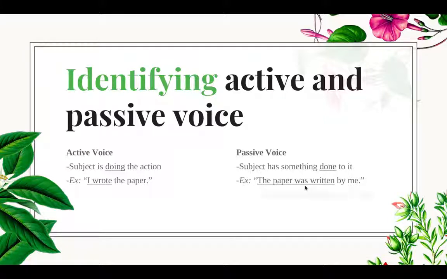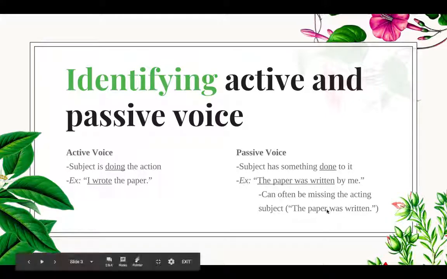So when we have that extra word "was," a lot of times that's a clue that something is in the passive voice. The key thing with the passive voice is that it can often be missing the acting subject. So although this sentence says "the paper was written by me" and it's still clear who wrote it, it would also be completely grammatically correct to just say "the paper was written." The big difference there is that this is passive voice, grammatically correct, but we're missing some key information. It's kind of vague, it's unclear who did it.